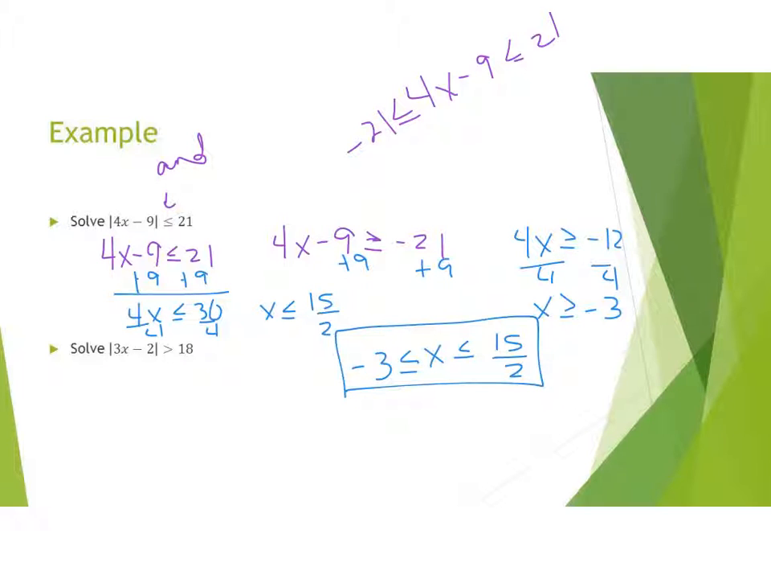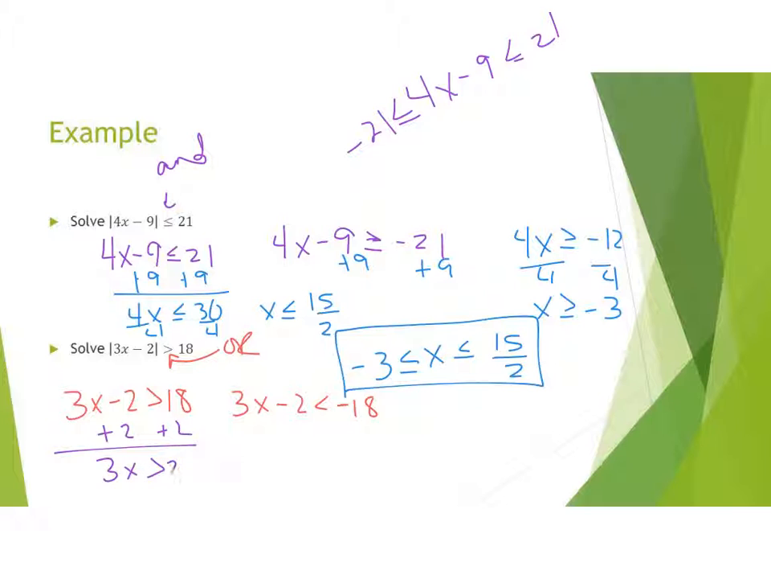The second one starts out as a greater than, so it's going to be an or. And to solve an or, same thing, there's my positive case, there's my negative case. Notice on the negative case you flipped your inequality. Solve them both. And in this case, you're just going to put an or between your answers.